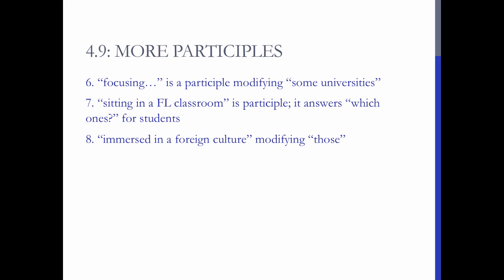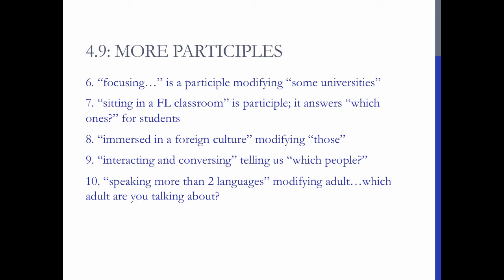Again, in number 8, those immersed in a foreign language. So immersed in a foreign language is helping us identify those. So we have all of these people, but we're talking specifically about those immersed in a foreign language. In number 9, interacting and conversing. So which people are we talking about? We're talking about the ones interacting and conversing. And then in number 10, speaking more than 2 languages. An adult speaking more than 2 languages. So speaking more than 2 languages is modifying an adult.